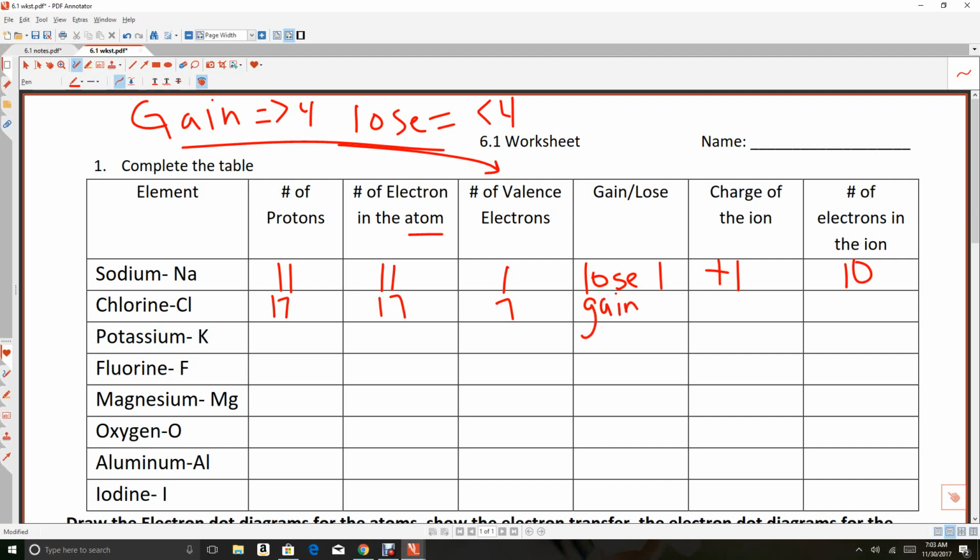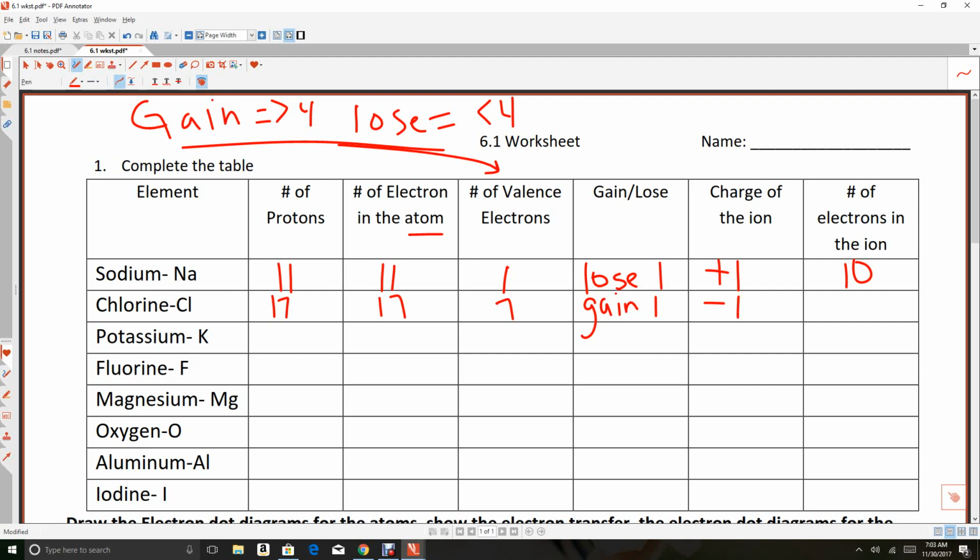Okay, now this one's a little bit more difficult because we have to figure out, well, how many will it gain? Well, it's always trying to go to 8. So how many more does it need to get to 8? It needs 1. Okay, so anytime you see the word gain, you want to add a negative symbol, and then however many electrons it gained is the value. So gain 1, negative 1 charge, the ion.